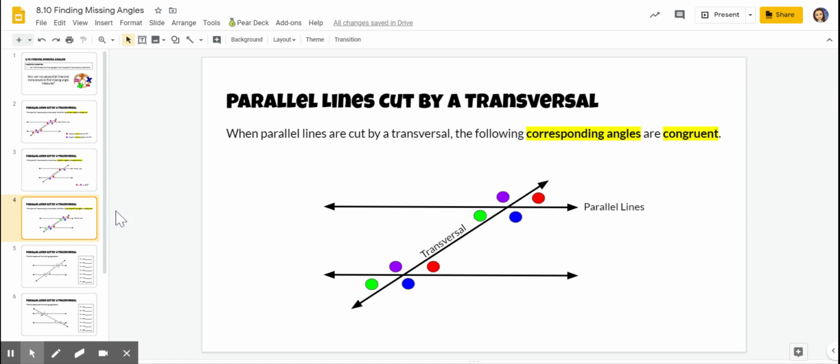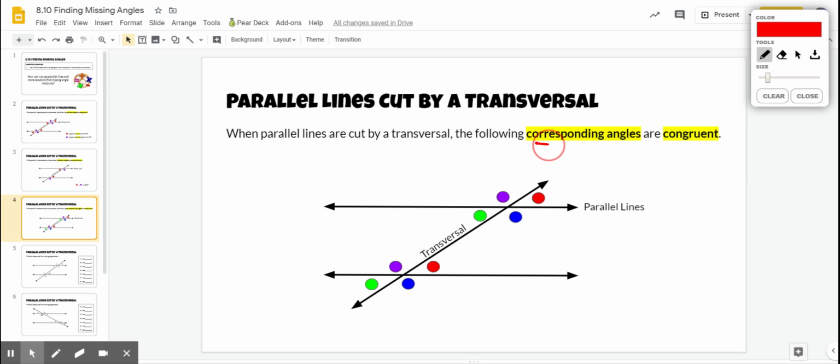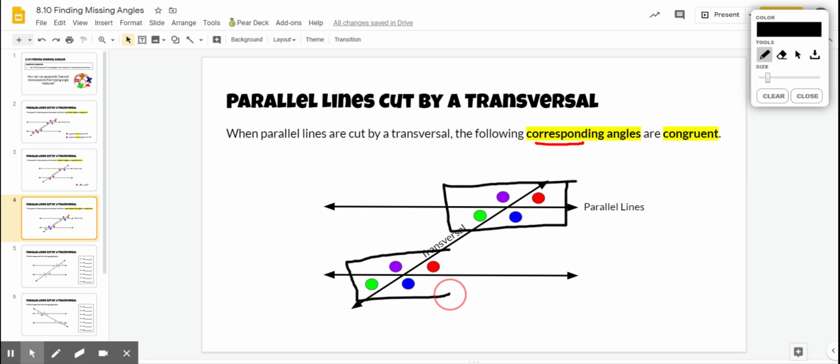The last relationship that I want to talk about that's super important is that when parallel lines are cut by a transversal, the following corresponding angles are congruent. And this term corresponding, I really think about that as meaning they match up with each other. So if you look at our diagram here, you can kind of see that I have one set of angles around that intersection. And then I have another set of angles here around this lower intersection. But if you look closely at them, they're set up exactly the same.